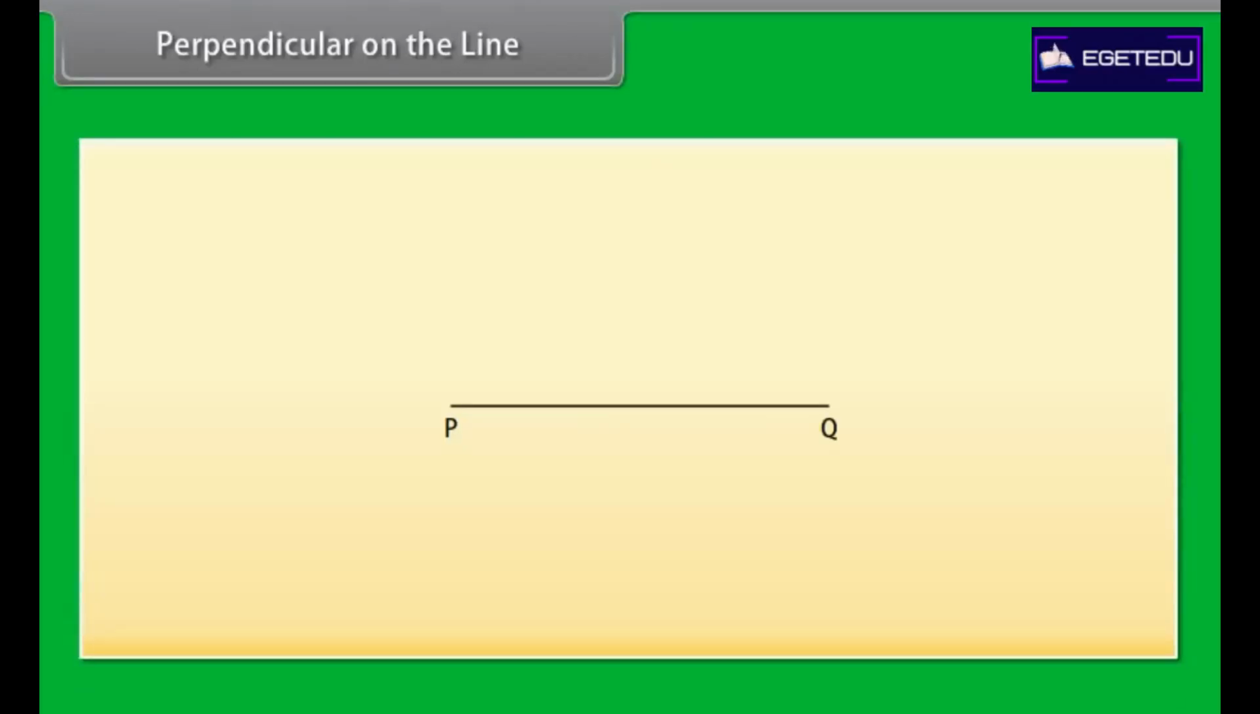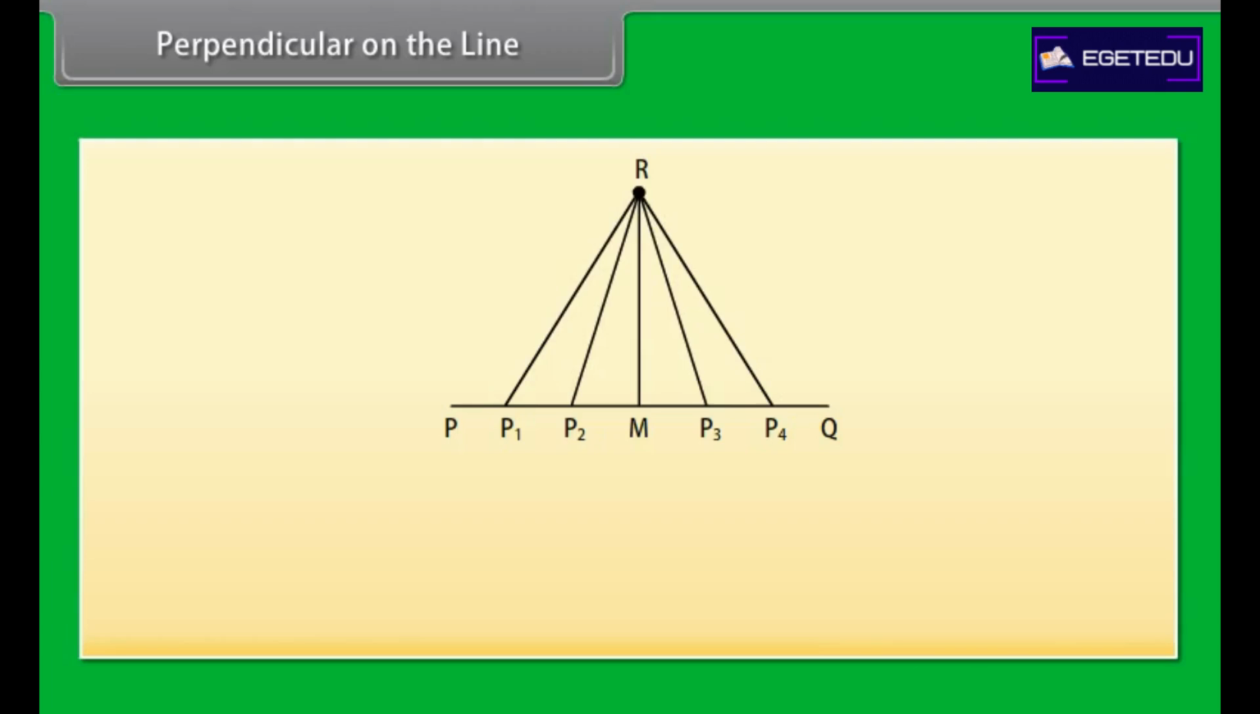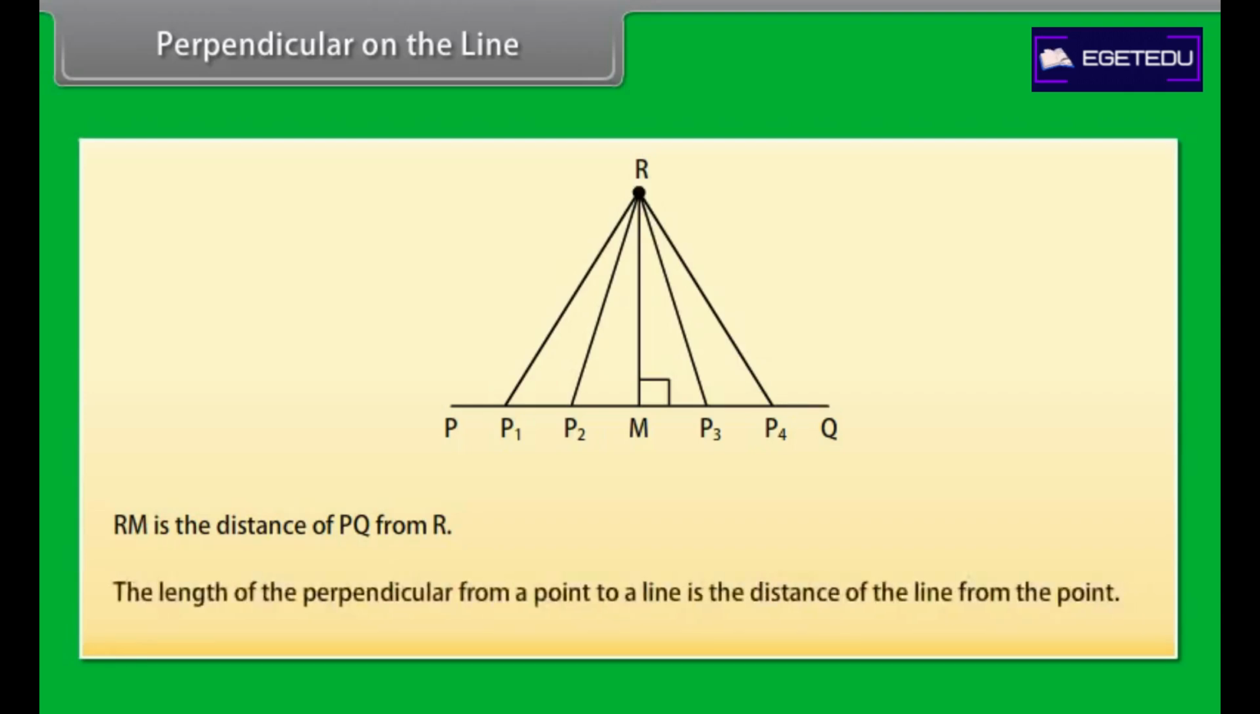If we take a line PQ and a point R outside it, we know that there are an infinite number of points on the line, say P1, P2, M, P3 and P4. Join these points to the point R. We can see that RM is perpendicular to PQ. Then RM is the distance of PQ from R. Or we can say that the length of the perpendicular from a point to a line is the distance of the line from the point.